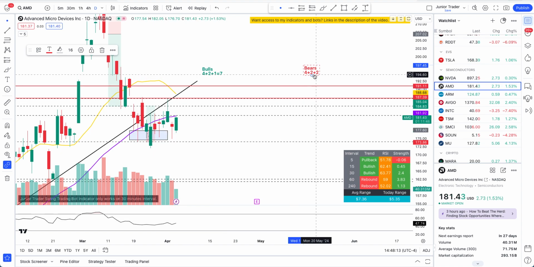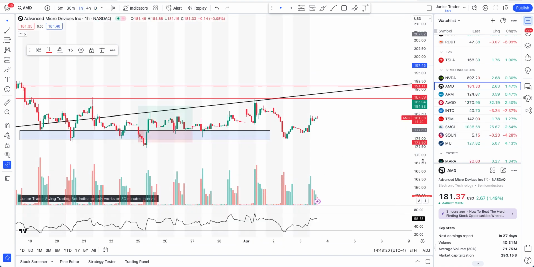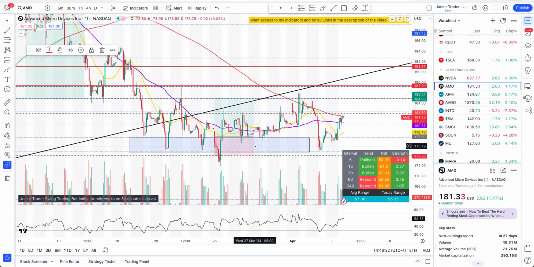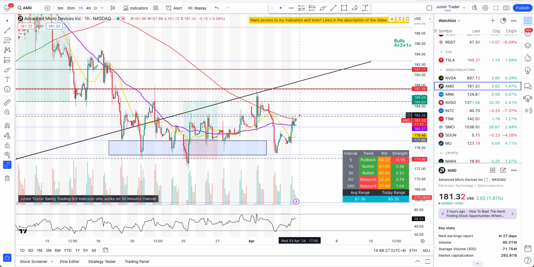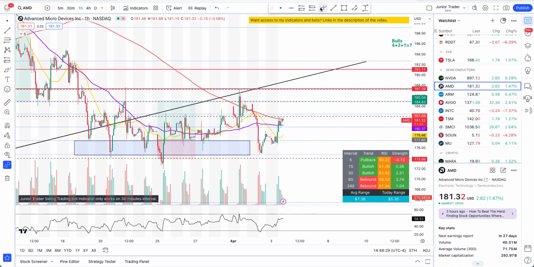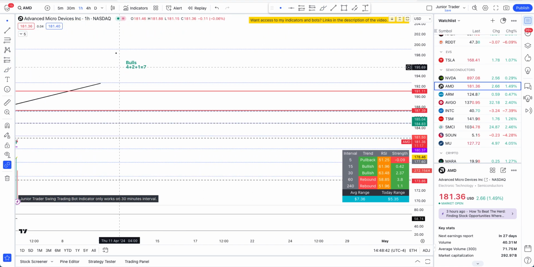So that's the reason. Now let's go to the hourly interval. And here what I'm seeing is, have we broken the structure? Not quite yet to the upside again. That would be the break of this level of 182, because that's where the previous supply zones have been, and this current recent supply zone has also been. So since AMD has not broken above that yet, I would want to give bears the benefit here, because it's still a little bit in bears territory.